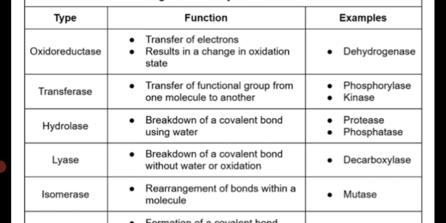The third type is hydrolase. Breakdown of a covalent bond using water, a bond between polymers like a protein or other polymers. Examples are proteases and phosphatases. The fourth type is lyase. Breakdown of a covalent bond without water or oxidation. An example of it is decarboxylase.